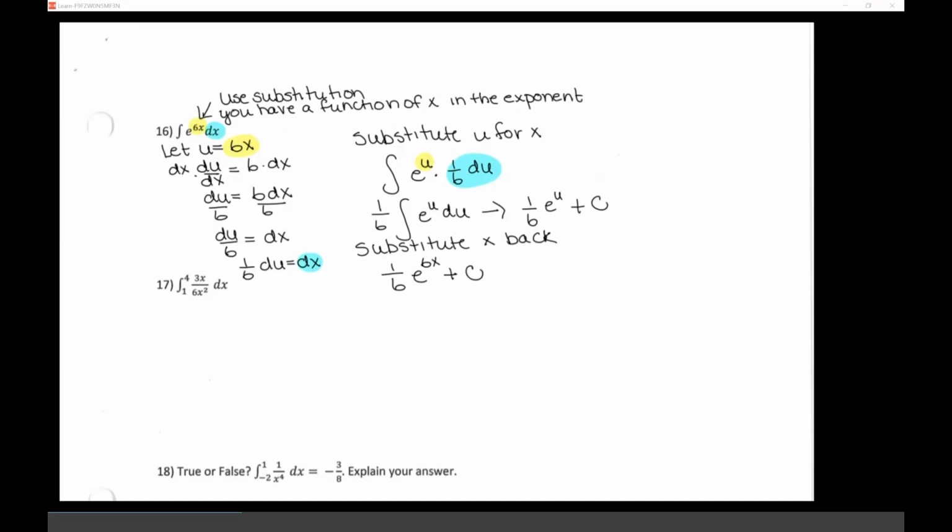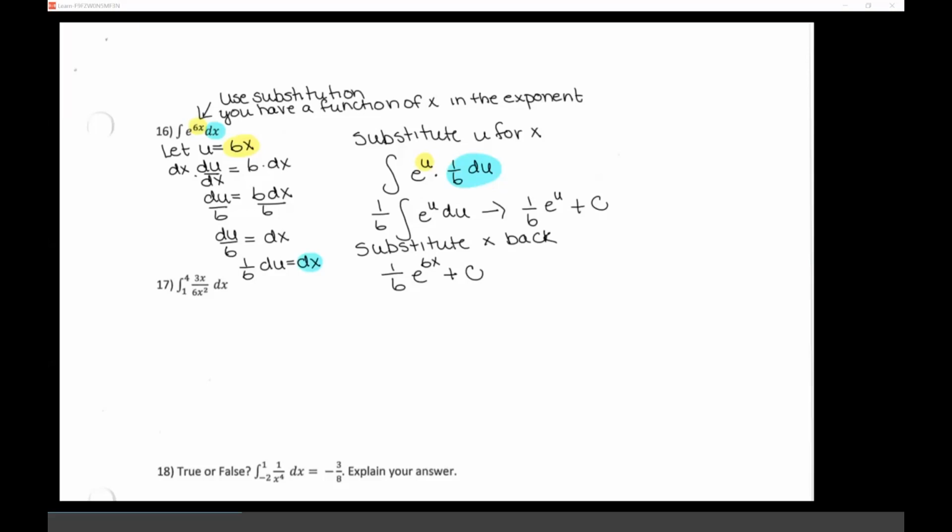I wanted to make sure you got to see one substitution integral. Anybody questions on that?